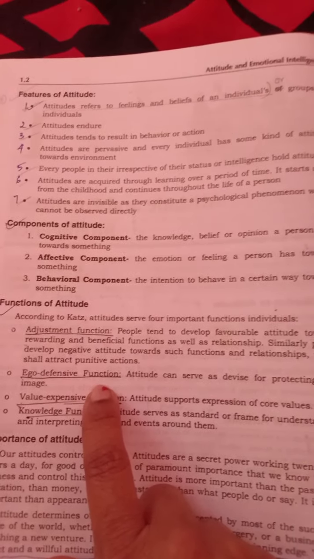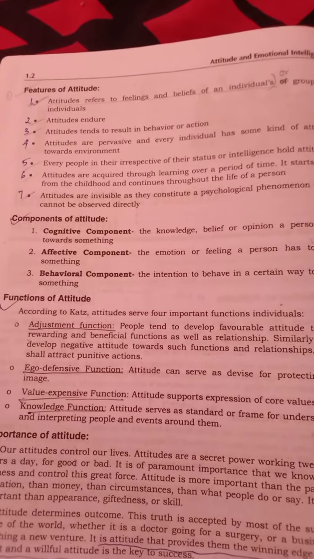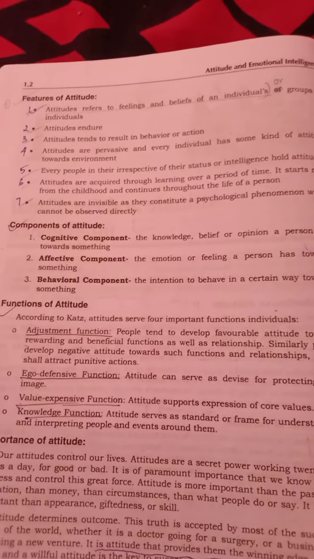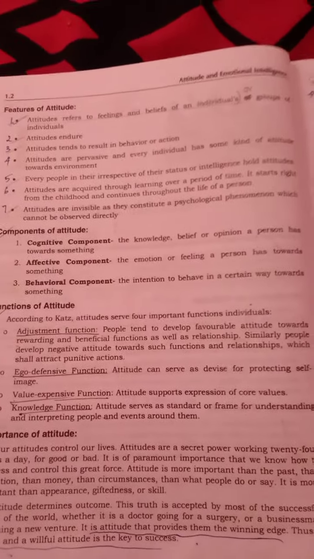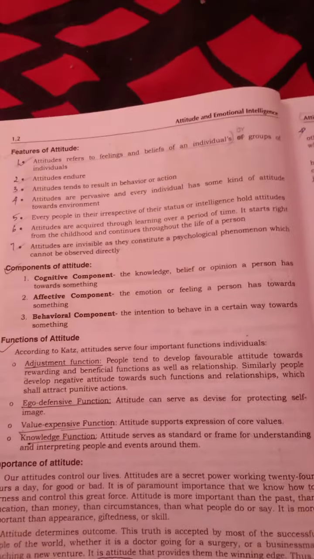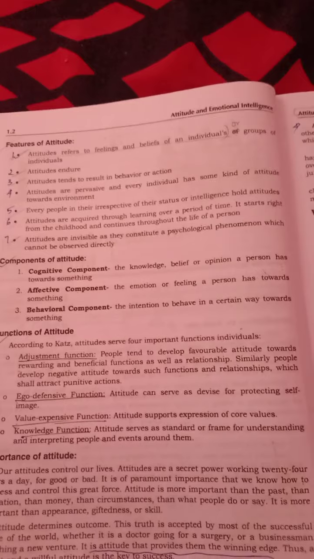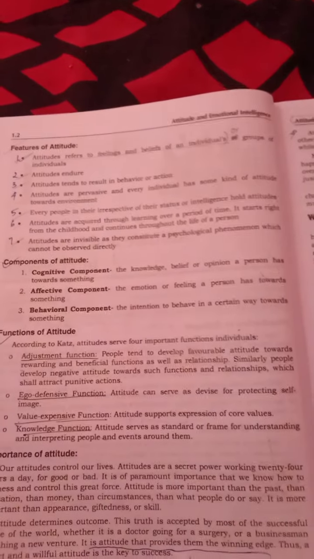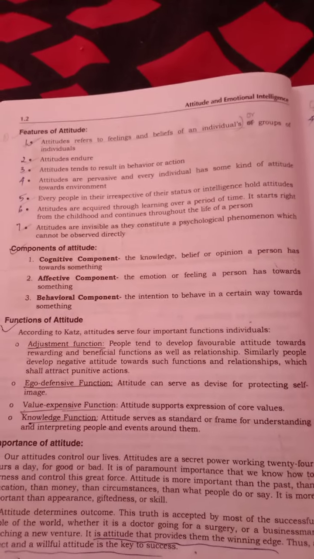Ego defensive function is where an attitude can serve as a device for protecting your self-image. Sometimes you don't want to lose your image, or rather you don't want to spoil your name. So sometimes you tend to defend your ego and save your image. At that time you try to behave in a particular way to protect your self-image, your self-esteem, your self-importance, right? So that's called the ego defensive function.